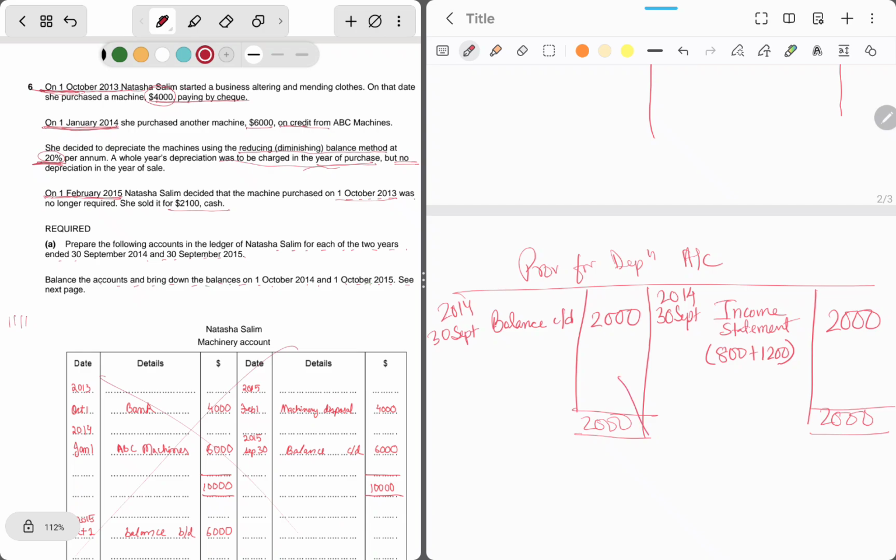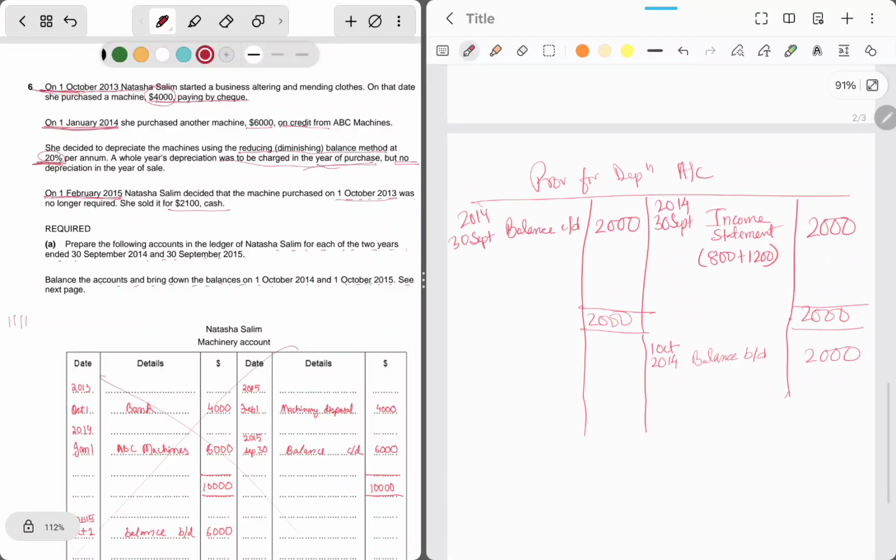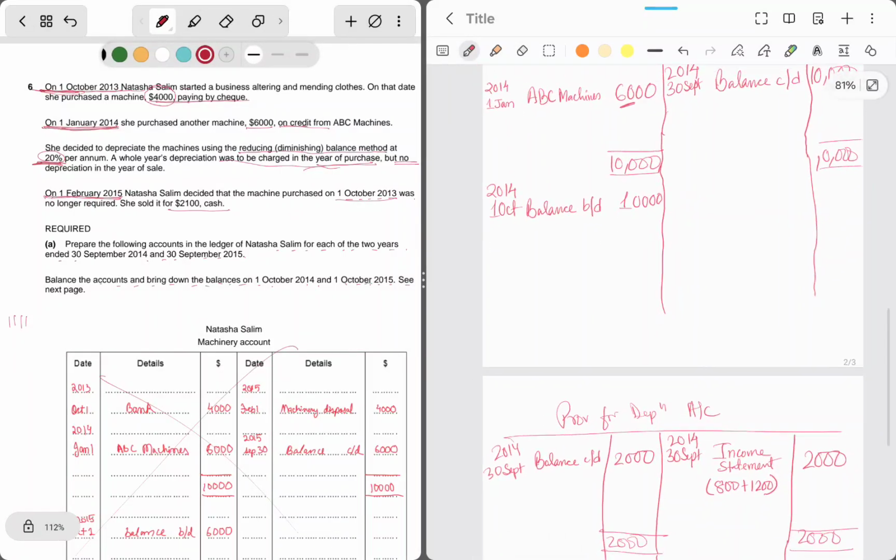Again this same balance will be brought down here as a credit balance on 1 October 2014 as balance b/d. What is the amount? $2,000. This 2,000 is a breakup of 800 and 1,200, you don't need to be confused with this. Now you see what happens next.